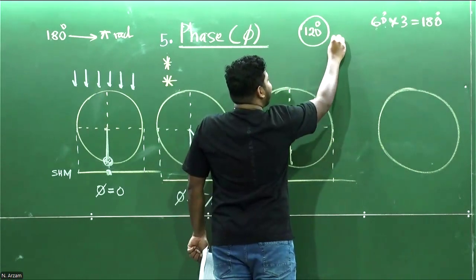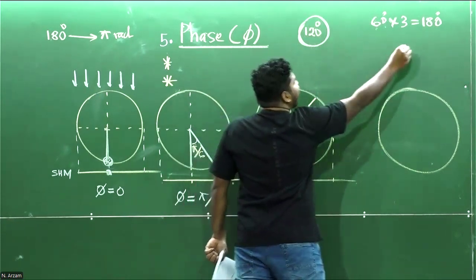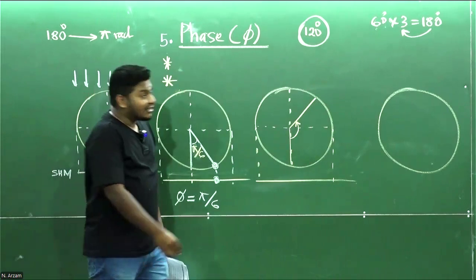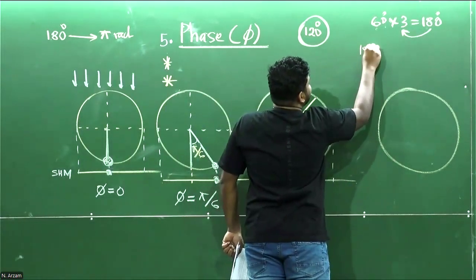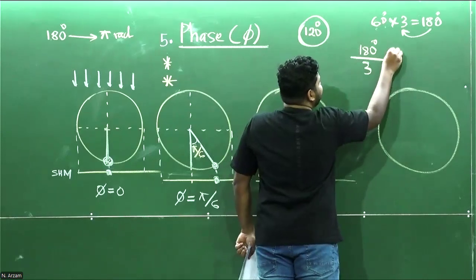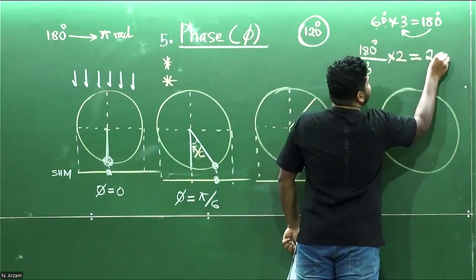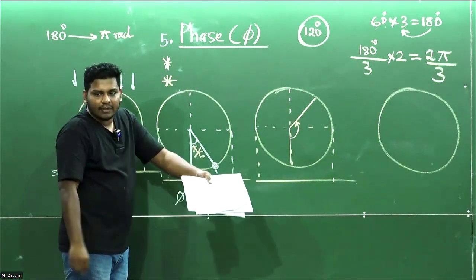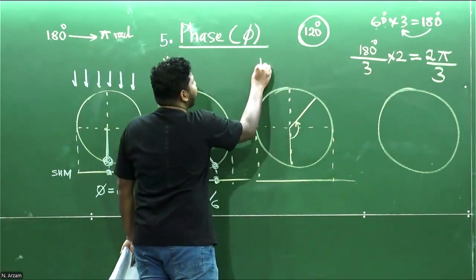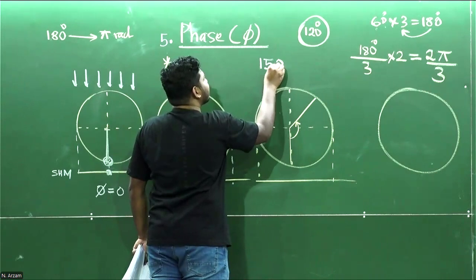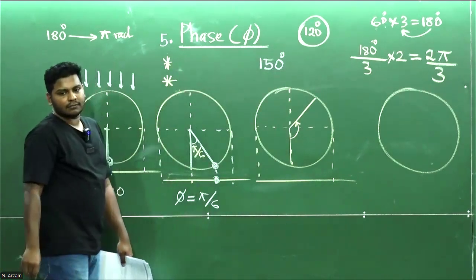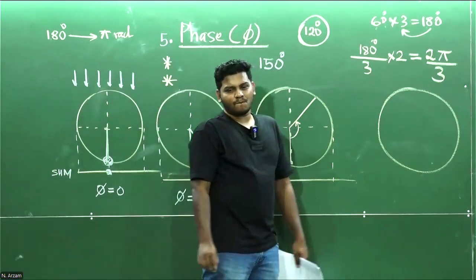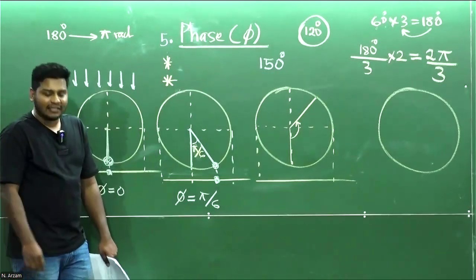But how can we get this from 180 degrees? What can we do? 180 divided by 360 times 2 pi. Yes, it's equal to 2 pi by 3. Is it correct? So what about 150 degrees? Pi over 6. Very good.